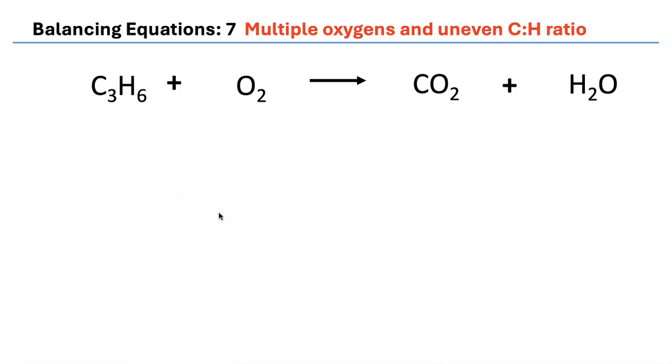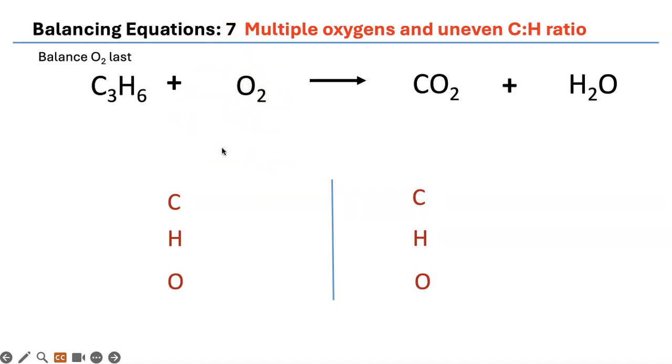Okay, let's try problem 7. So again we have multiple oxygens, but this time we have uneven carbon to hydrogen ratio. This one is the most complicated type of equation you will balance. Again, you're going to balance oxygen gas on this left side at the end. So we have carbon, hydrogen and oxygen, 3 carbons and 1 carbon, and then 6 hydrogens and 2 hydrogens on the right side, and then you're going to write your oxygen split into 2 on the right side, because you have 2 components with oxygen. We have 2 moles here and you have 1 mole here.